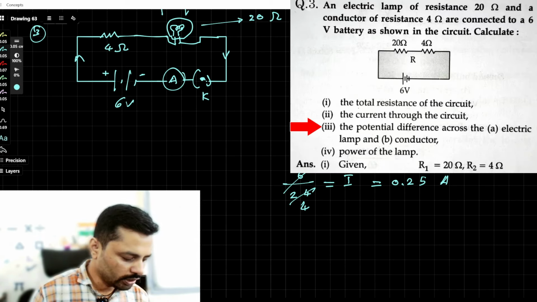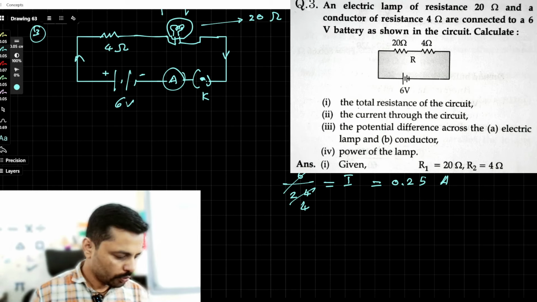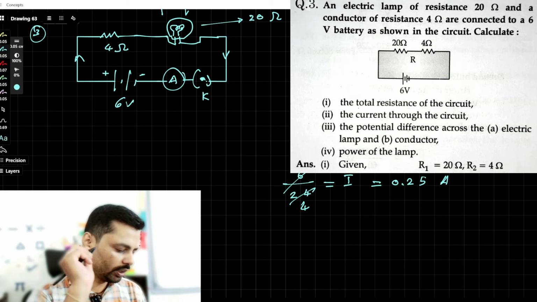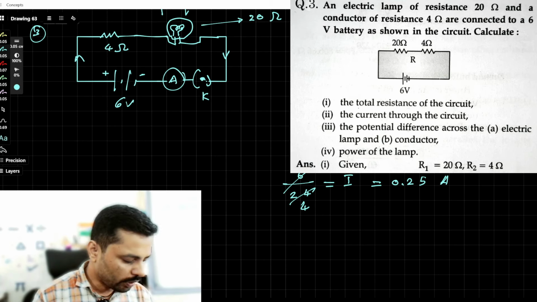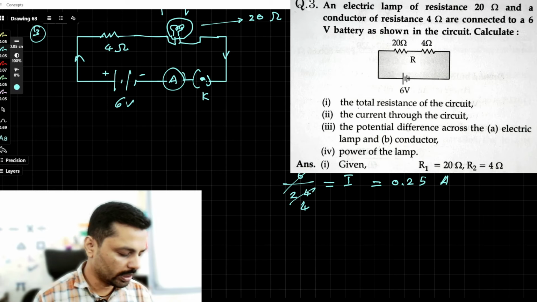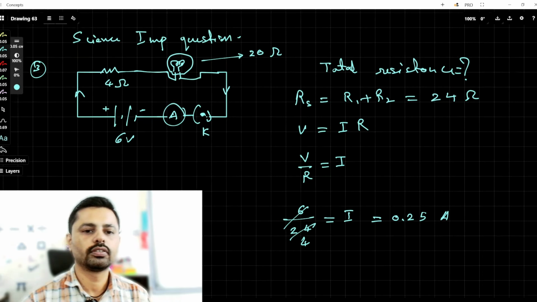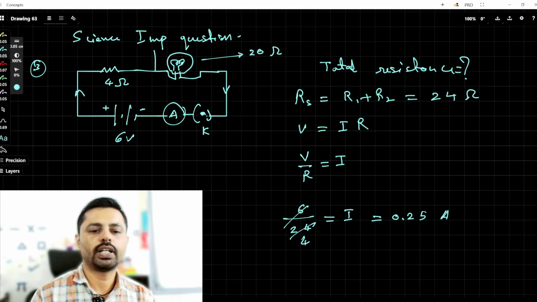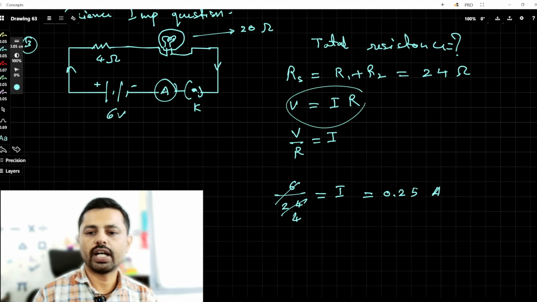The potential difference across the electric lamp and conductor. So they are asking the voltage across the electric lamp and across the conductor, and the power of the lamp. Three things they asked. So the potential difference across the electric lamp, from this part to this part. This much they asked, the V.